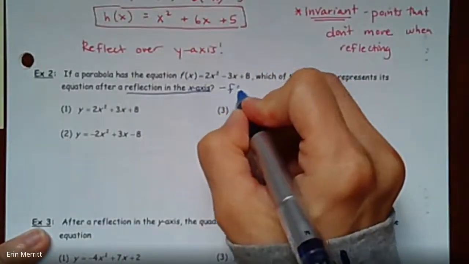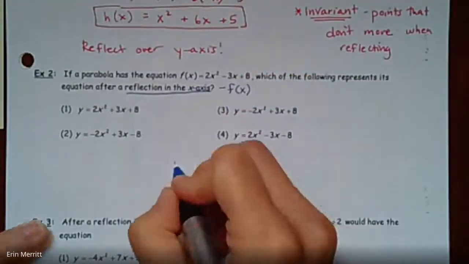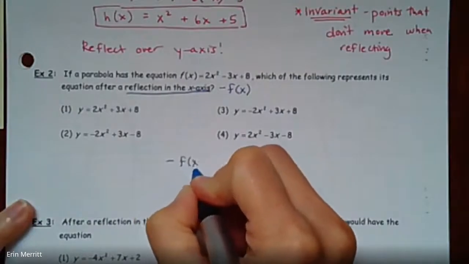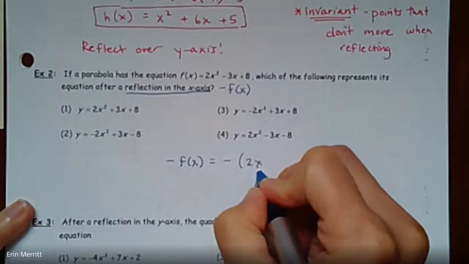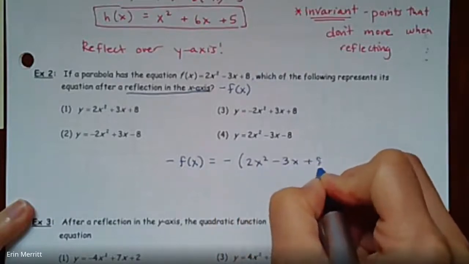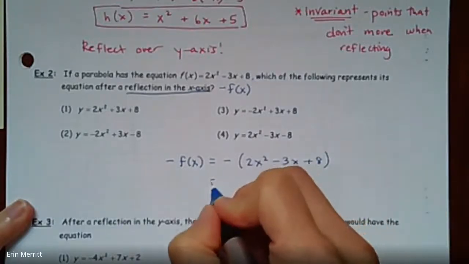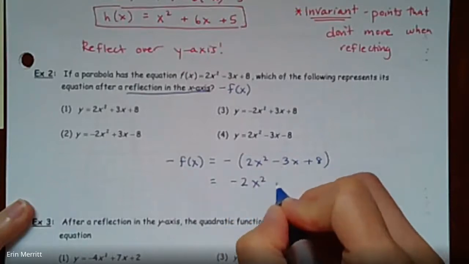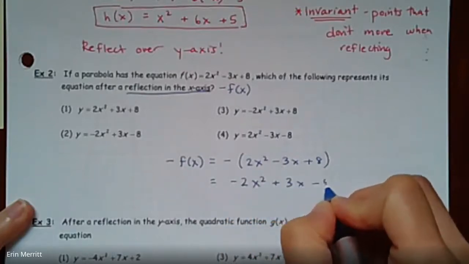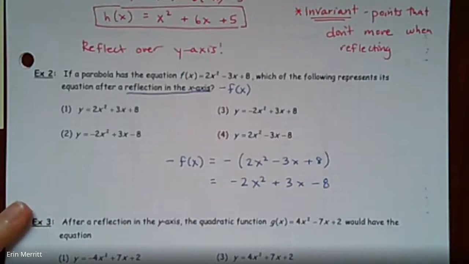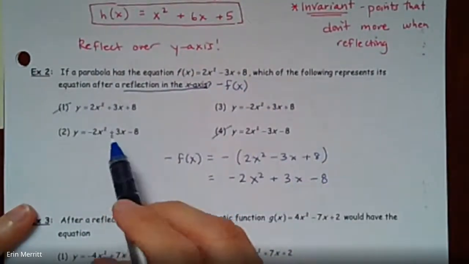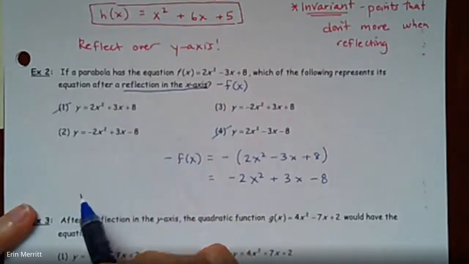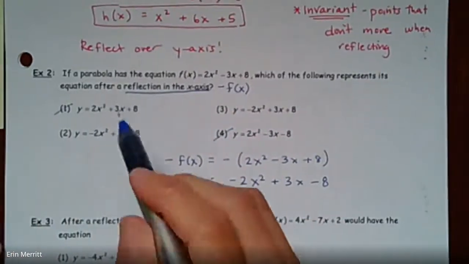So we want to negate the entire thing here. So if we do negative f of x, then we would have negative 2x squared minus 3x plus 8. All right, clean it up. Negative 2x squared plus 3x minus 8, and then you're looking for that answer. So these are both positive guys, and then between the other two, it looks like we are looking at this guy right here.